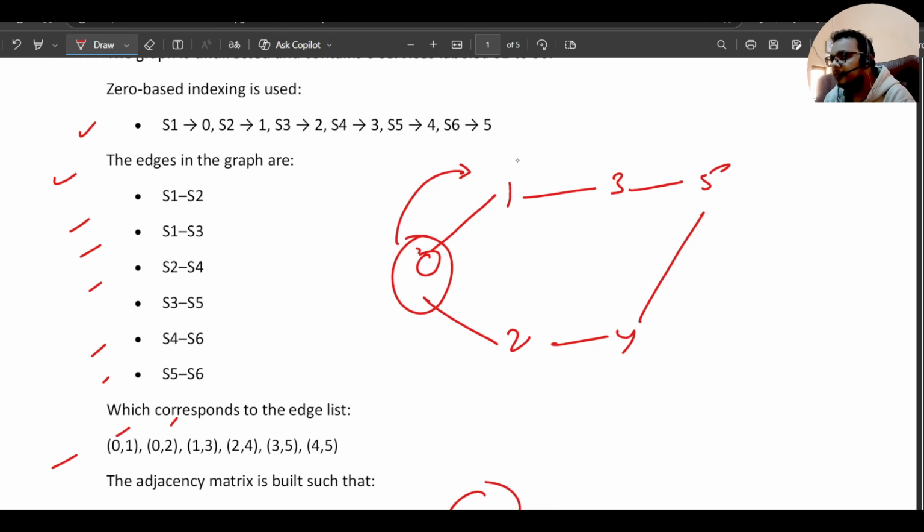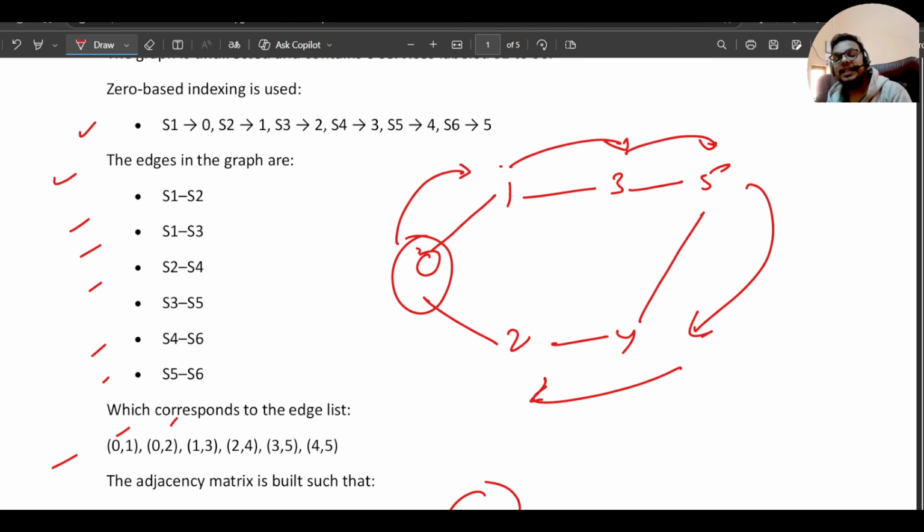So we traveled from 0 to 1. Now from 1 we will travel 1 to 3, then from 3 to 5, then from 5 to 4, and from 4 to 2. This will be our DFS traversal. If it were BFS, then we would be covering the neighbors, but it is DFS, that's why we will be going in only one direction. So our traversal will be 0 to 1, 1 to 3, 3 to 5, 5 to 4, and 4 to 2.